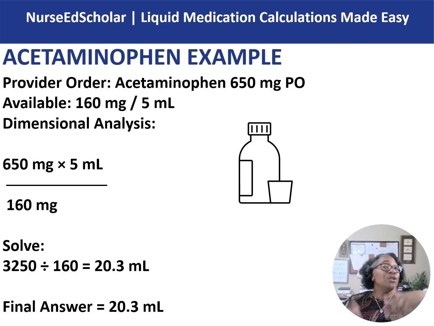And so you can do it two ways. You can do 650 milligrams times 5 milliliters divided by 160, and then the milligrams would cancel out, and then you'll solve for your answer. Or you can do 650 milligrams divided by 160 milligrams, solve that first, and then multiply by the milliliters that that dose is available in. And for this, it's 5 milliliters. And when you solve it, it'll come out to 20.3 milliliters. It seems confusing, but as we keep going, you'll get it.